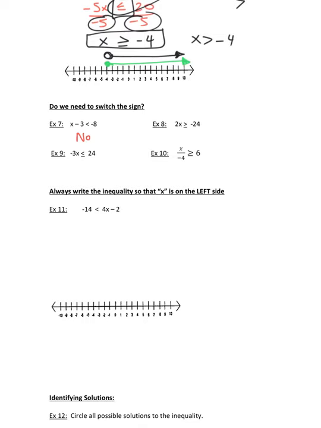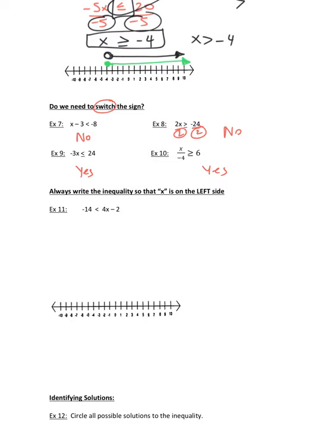In example 8, I would have to divide both sides by 2. So dividing by 2, even though the 24 is negative, that doesn't get you to flip the inequality symbol. It's because you're dividing by a positive number. It doesn't matter that there was already a negative number there. So no, you would not switch the inequality symbol. In example 9, yes, because you would have to divide both sides by negative 3. In example 10, yes, because you would have to multiply both sides by negative 4 to isolate x. So again, it only applies to multiplication and division by a negative number.